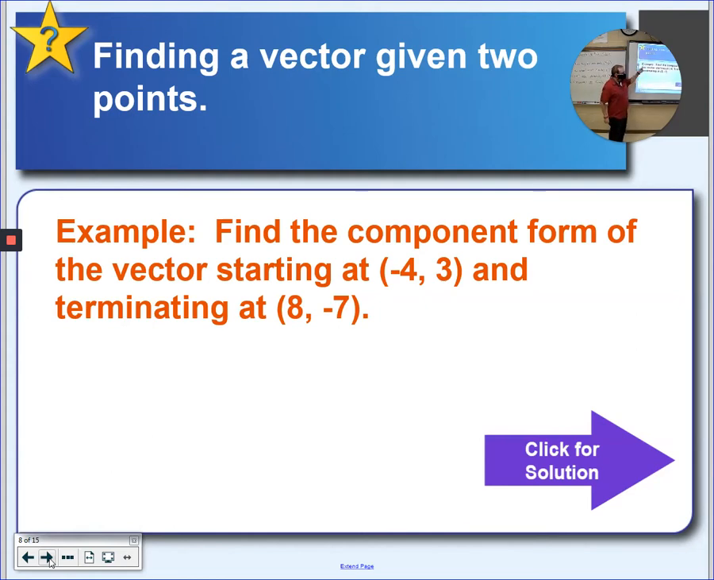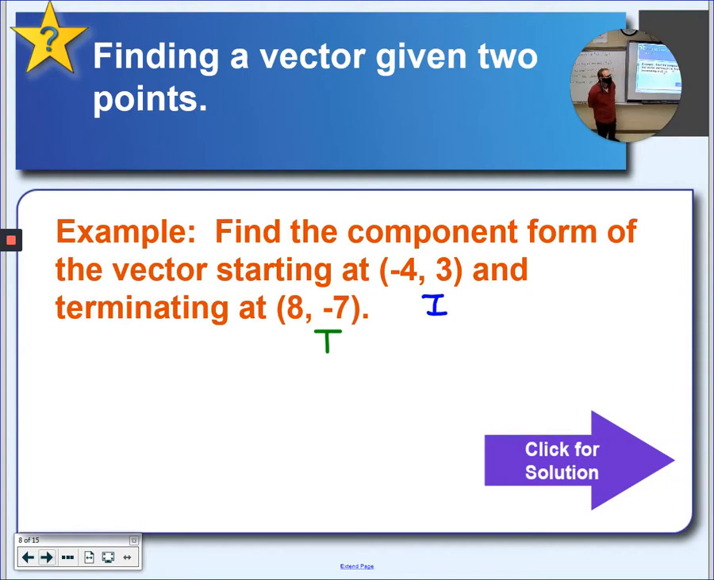So, how about y'all take just a minute and see if you can work this one out. Find me the component form of a vector starting at (-4, 3) and terminating at (8, -7). So these are your t's, these are your i's. Okay, work it out for me.